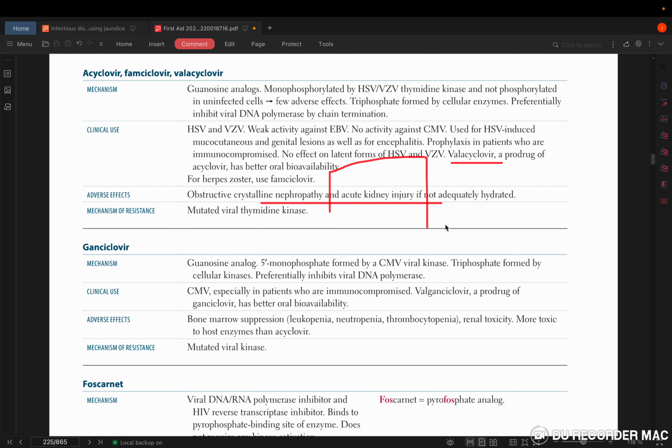And if the patient has acute tubular necrosis, what are you going to see in his urine? Which type of cast? The brown muddy cast, absolutely, brown muddy cast. So how to prevent this from happening in case of acyclovir? Yep, you need to hydrate the patient.